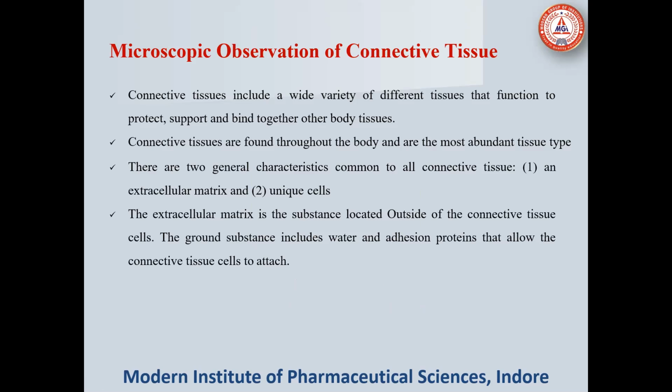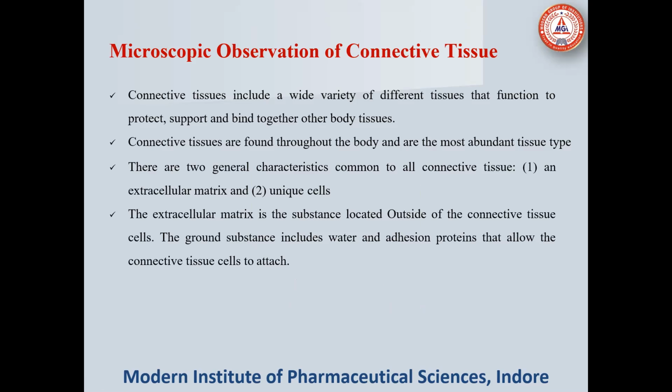Now, microscopic observation of connective tissue. Connective tissue includes a variety of different tissues that function to protect, to support, and to bind together other body tissues. Connective tissues are found throughout the body and are the most abundant tissue type present in our body.